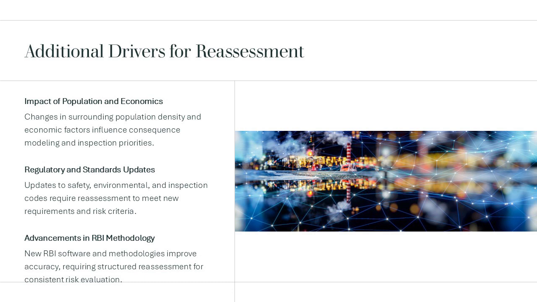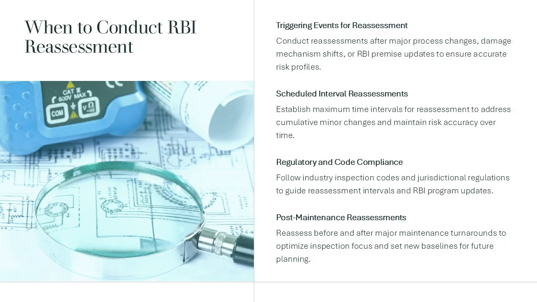Revisions to safety, environmental, or inspection codes may impose new requirements or expectations that affect RBI assumptions. Similarly, changes in risk criteria within an organization's risk management plan may require re-evaluation of what constitutes acceptable risk. Advancements in RBI software or methodology can also prompt reassessment, particularly when transitioning to higher levels of accuracy or detail. Replacing broad assumptions with more precise data improves confidence in risk results but often requires a structured reassessment to ensure consistency and traceability.